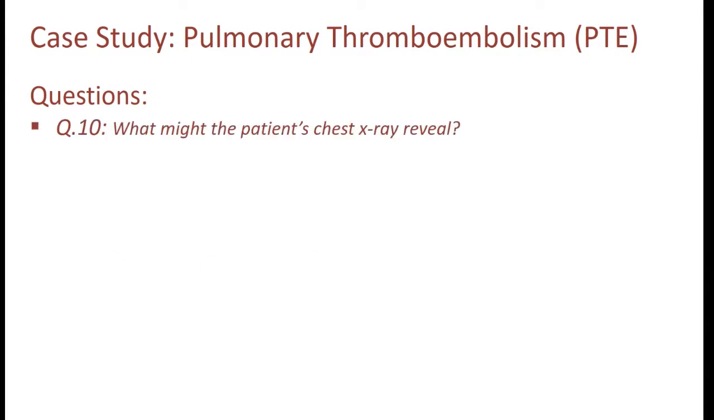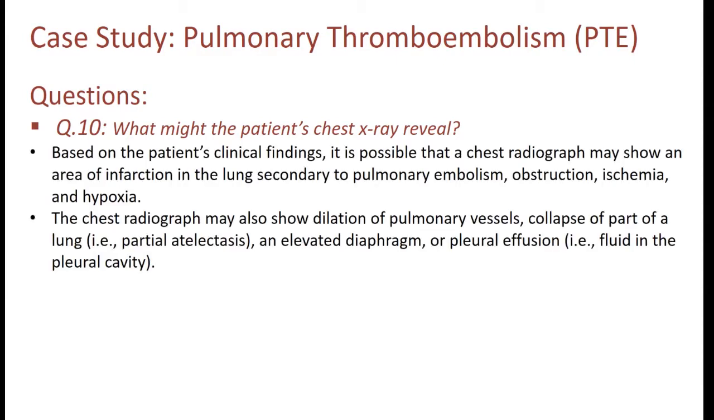Chest X-ray, what do you expect it to reveal? Based on the patient's clinical findings, it is possible that the chest X-ray may show an area of infarction due to this pulmonary embolism. It might also show dilatation of the pulmonary vessels if you have pulmonary hypertension, or collapse of a part of the lung, atelectasis. No, the commonest X-ray finding, as a matter of fact, is nothing. Normal X-ray. But if you have abnormality, most probably it's going to be atelectasis. And you can find elevated diaphragm, pleural effusion, and fluid in the pleural cavity.